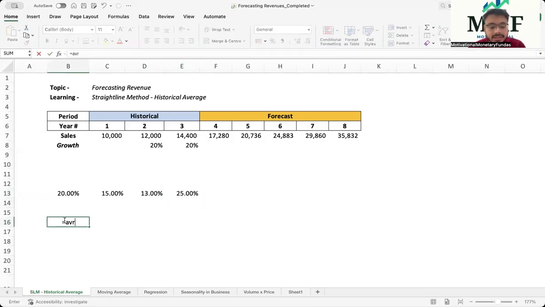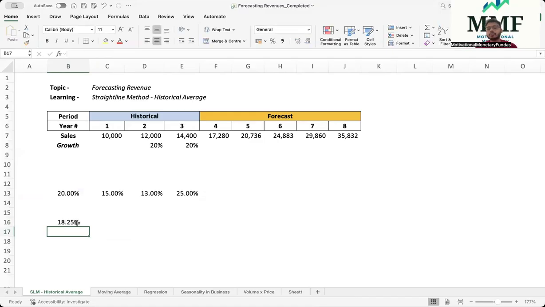So I can simply take an average. I can simply use the average function in Excel. So my average growth rate comes out to be 18.25%. Then I can increase my revenue by 18.25% every year till my forecasted fifth year. The simplest way to do it.